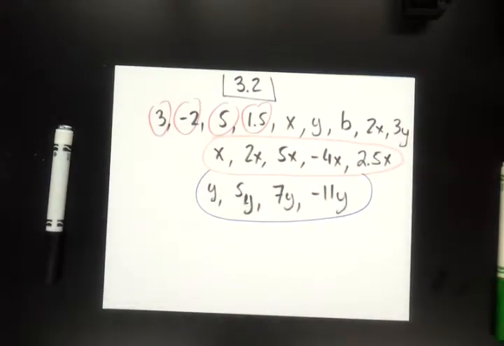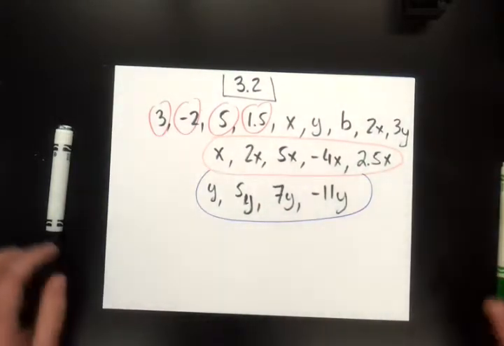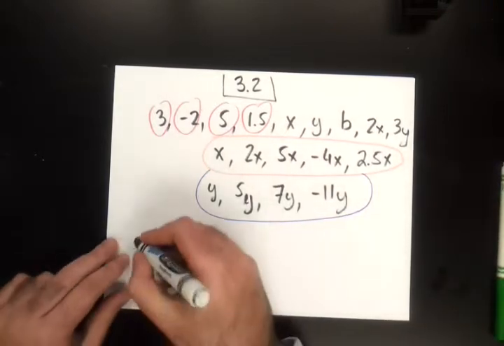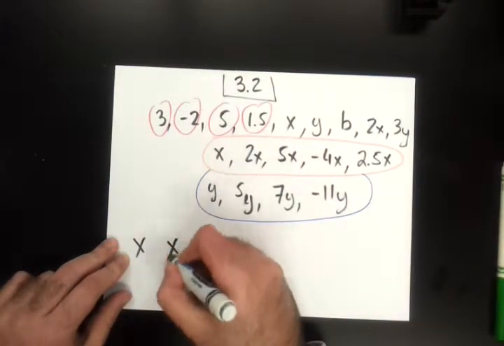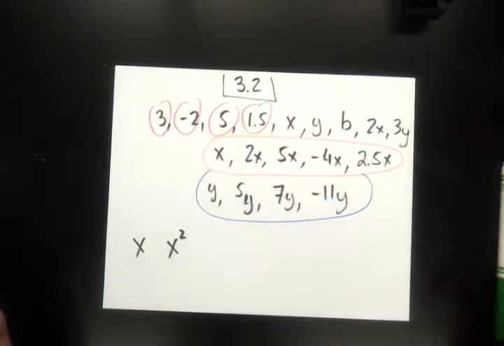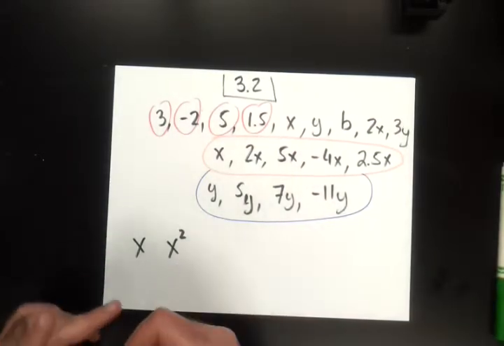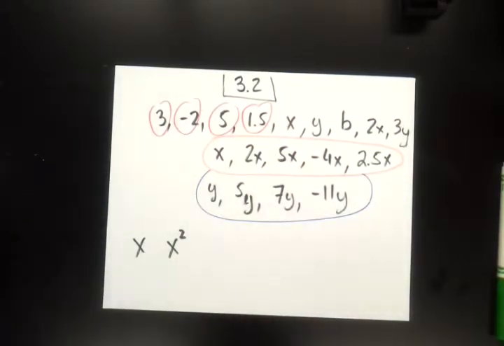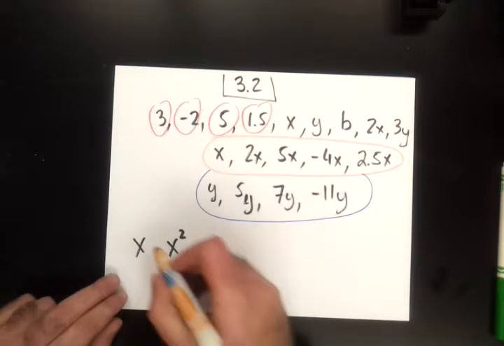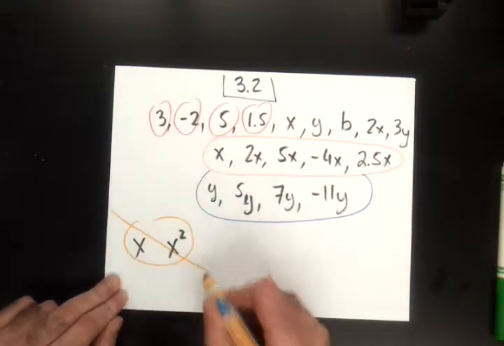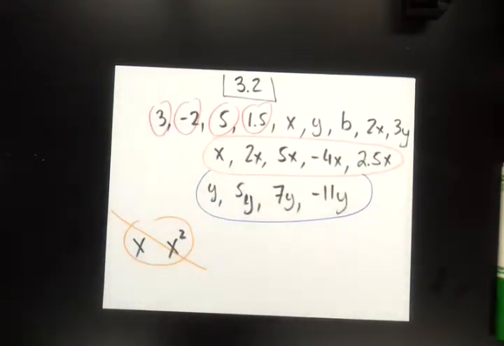They also have to be to the same power. What do I mean here? I cannot combine an x and an x squared. Technically, they're both x's, but because they have a different power, you are not allowed to combine these two. They have to be to the same power. So no, you can't do that.